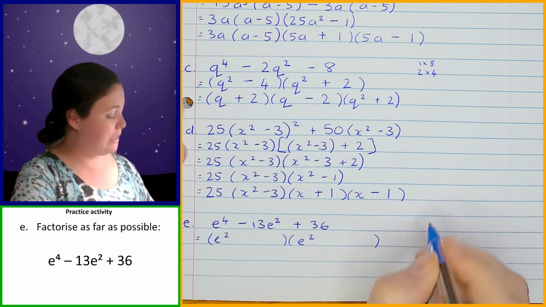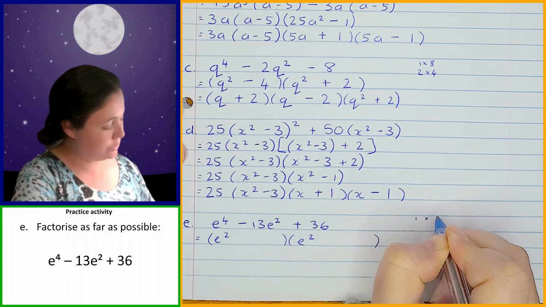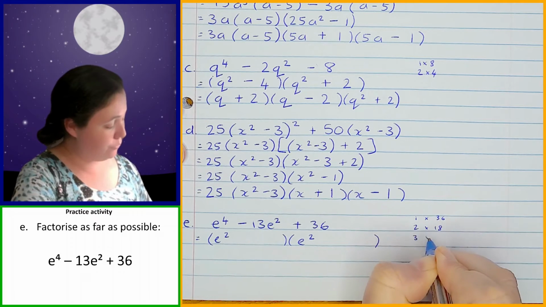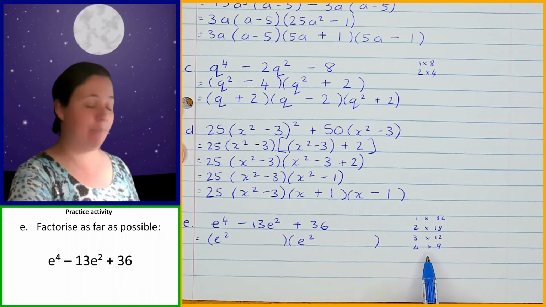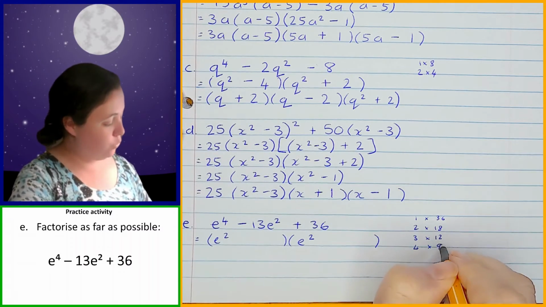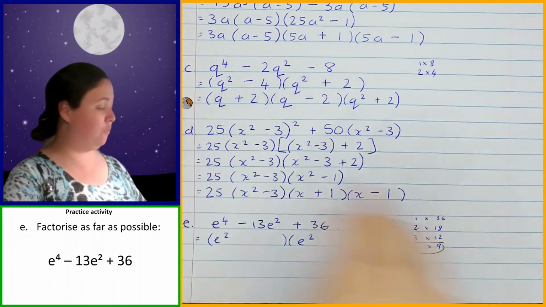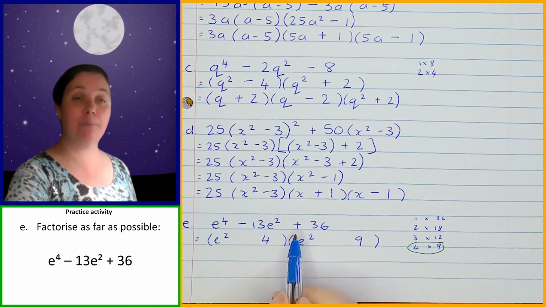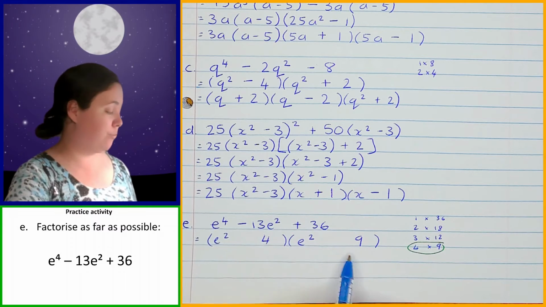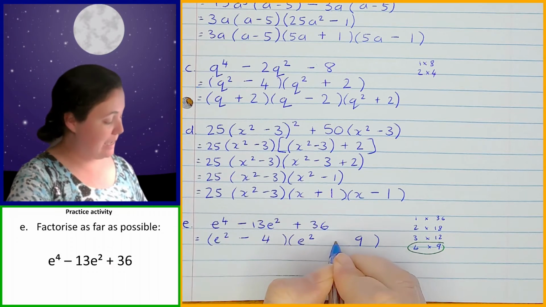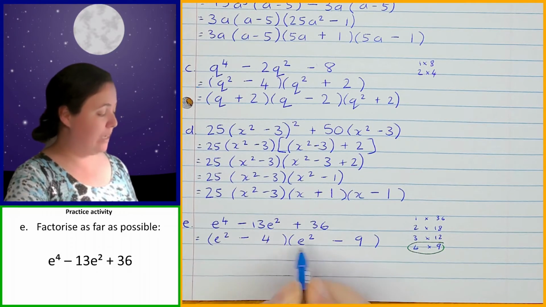Then my factors of 36 are 1 and 36, 2 and 18, 3 and 12, and 4 and 9. I need a factor pair that I can add to get 13. The pair that I can add to get 13 is 4 and 9, so I'm going to have 4 in one bracket and 9 in the other. Because this is a plus, I'm going to have the same sign in both brackets, using the sign from the middle term, which is negative. So it's going to be minus and minus. So I've got e squared minus 4 and e squared minus 9.